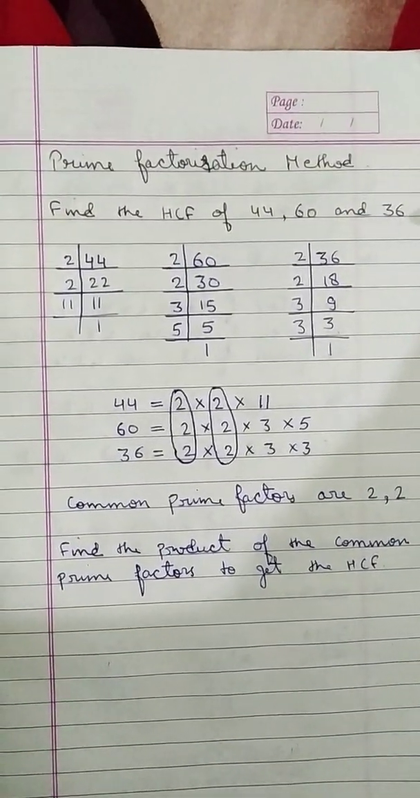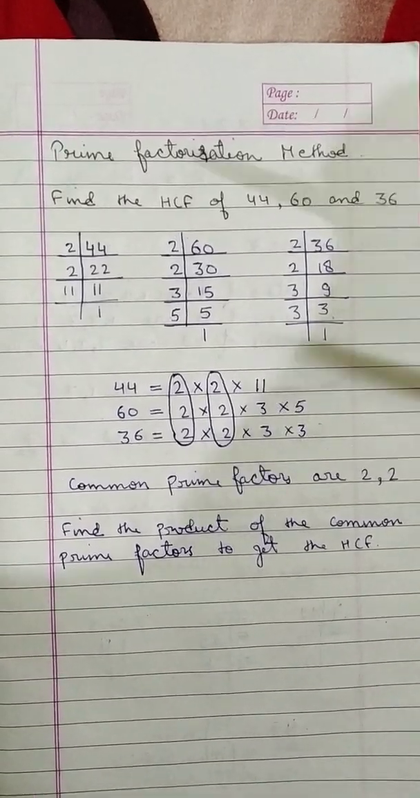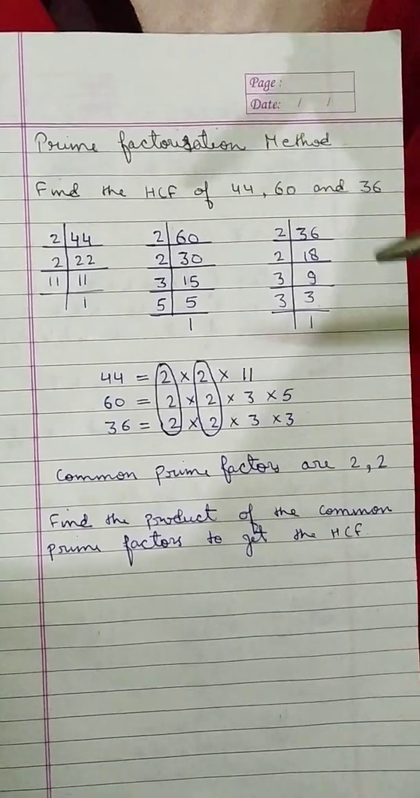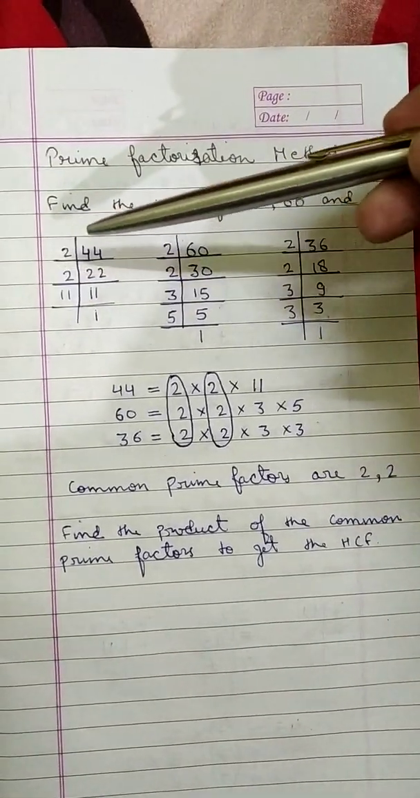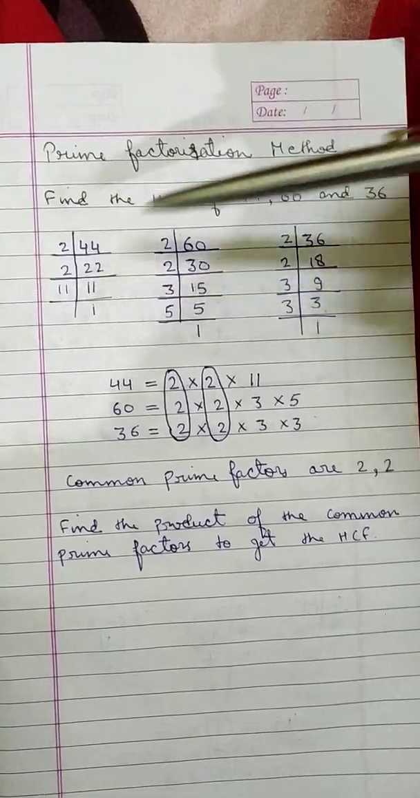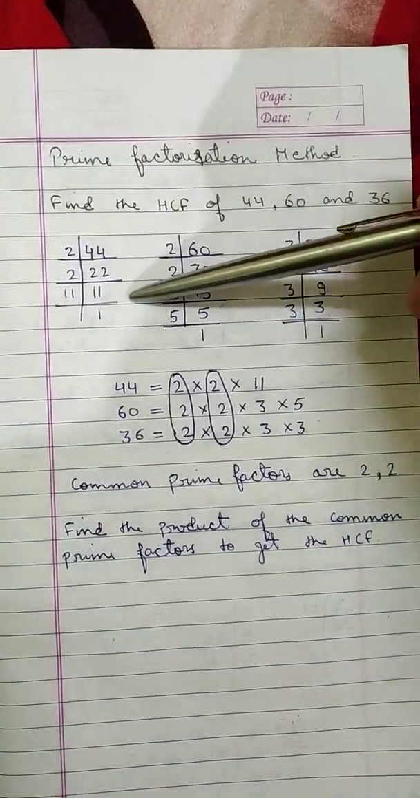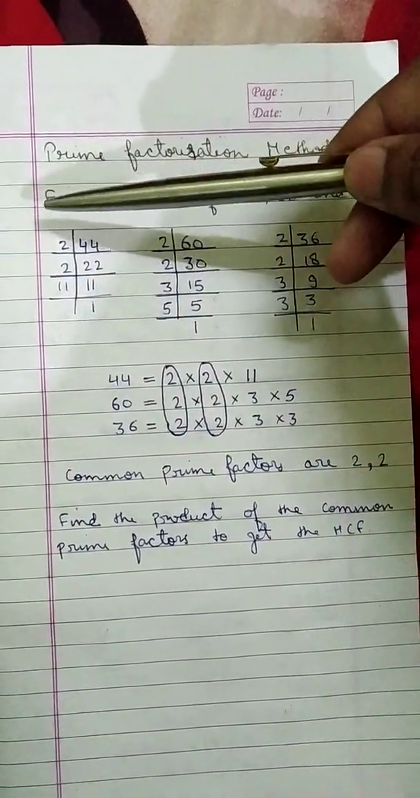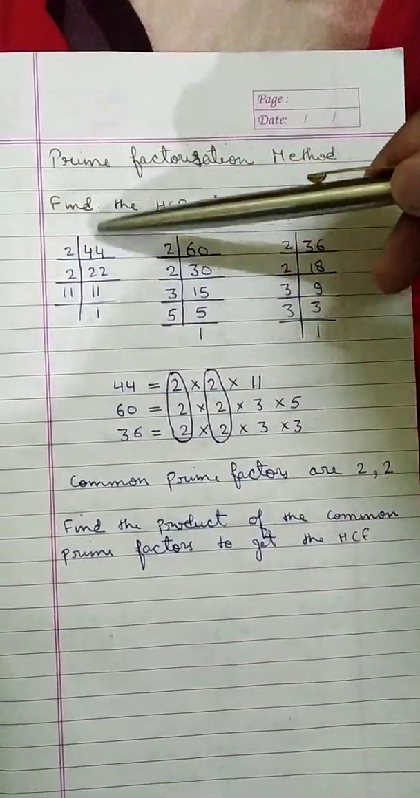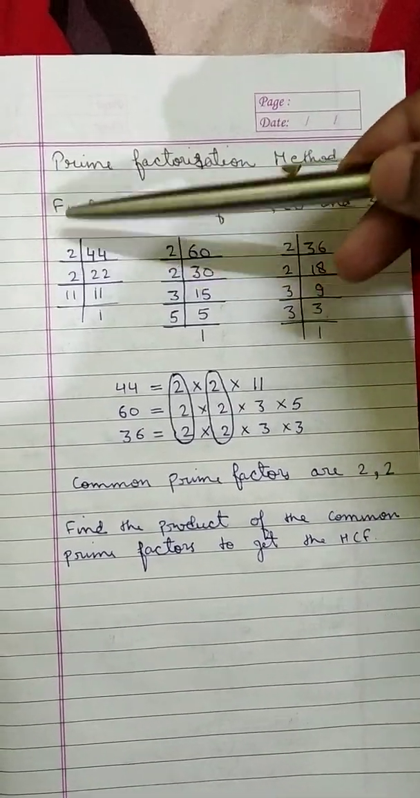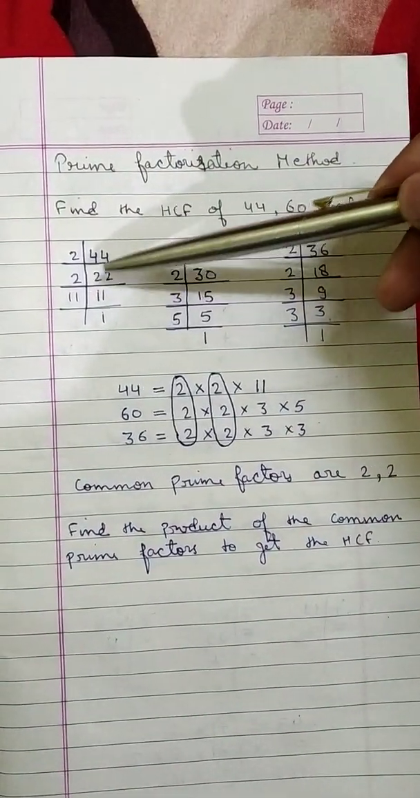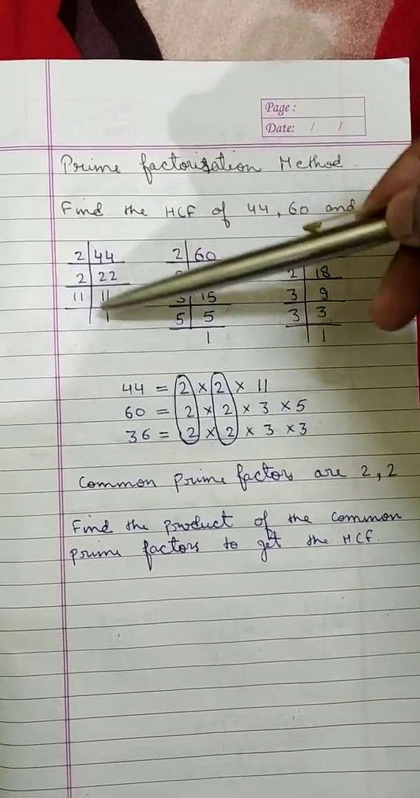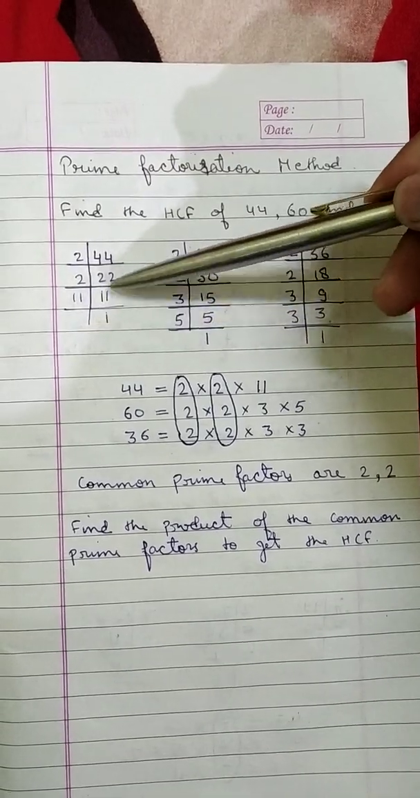There is another method to find HCF, the prime factorization method. In this method we have to find the prime factors of the numbers first. 44. What are the prime factors of 44? So we start with the first prime number, 2. 44 is divisible by 2. 44 divided by 2 gives 22. 22 divided by 2 gives 11. 11 divided by 11 gives 1.